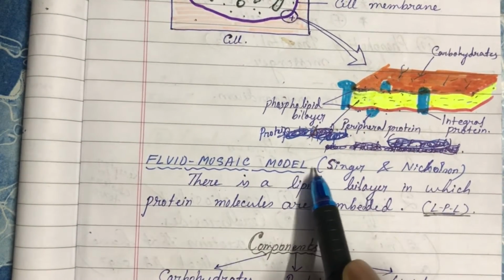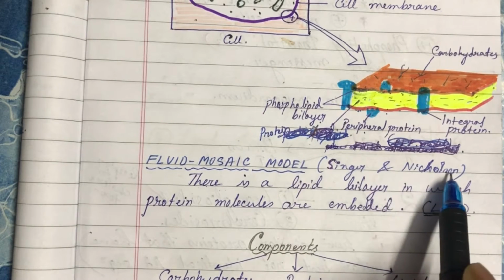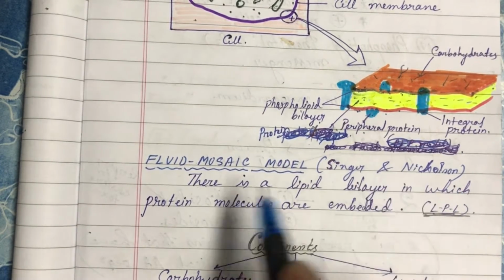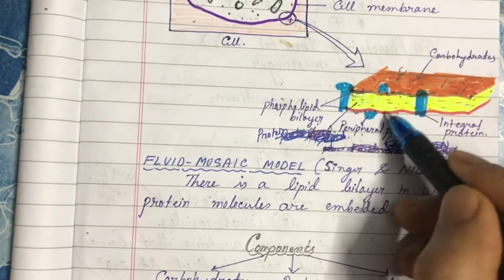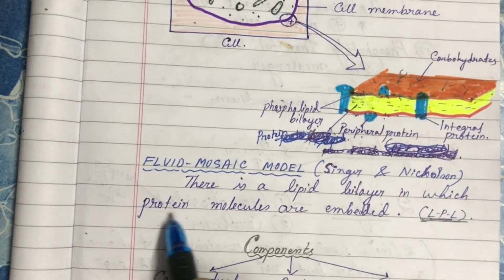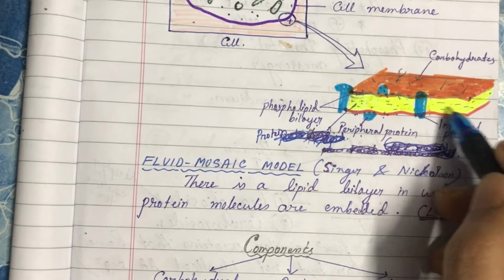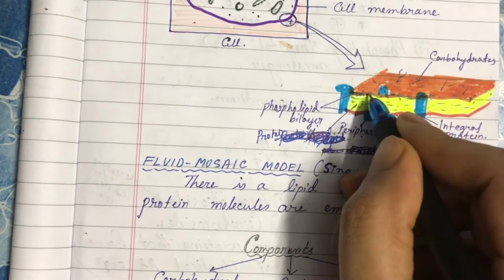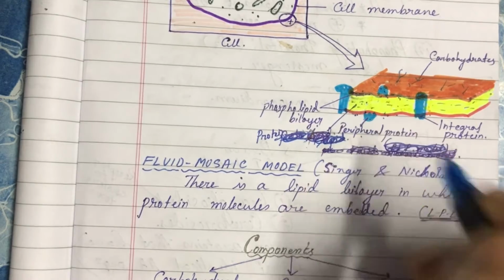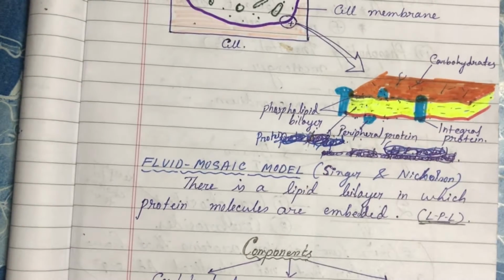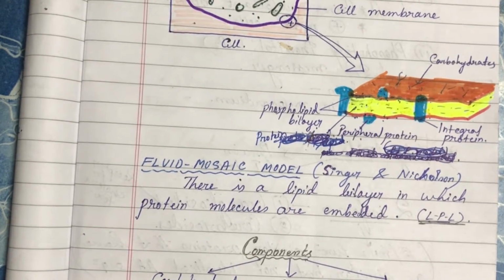The fluid mosaic model was termed by Singer and Nicolson. What they said is that there is a lipid bilayer in which protein molecules are embedded. So two lipid layers in which protein molecules are embedded, that means this is a lipid-protein-lipid layer. So this is the fluid mosaic model of the cell membrane.